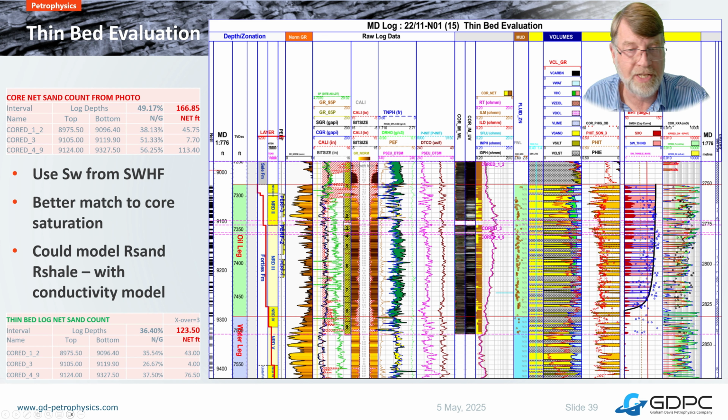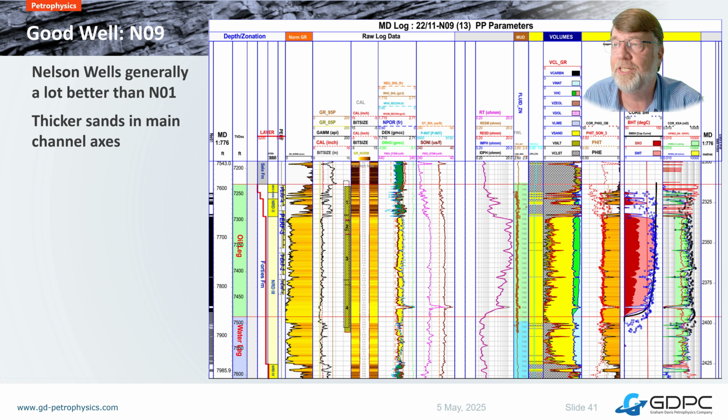So I wouldn't want to leave you with the idea that this is a typical Nelson well. This was N9, the very first well drilled from the platform. N1 was drilled before the platform was put in place. Actually, it was pre-drilled from the Dundee Kingsnorth.